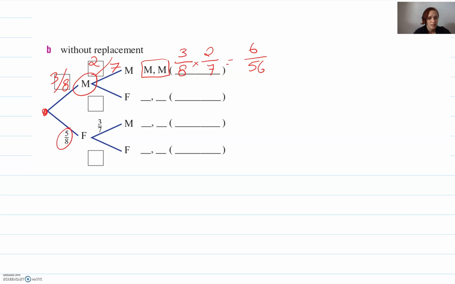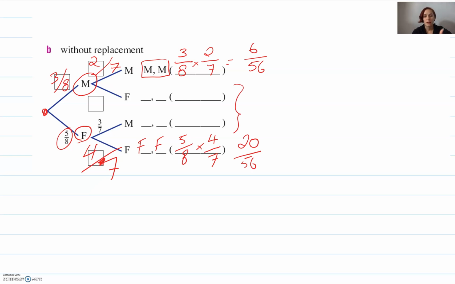Let's do the same thing for this pathway. Let's say I pulled a female name out, so no longer are there 8 people. Suddenly there are 7 people to choose from. I've already pulled a female name out, so we're going to reduce the female numbers by 1, and now there are 4 out of 7. So my combination of female-female will be 5 out of 8 multiplied by 4 out of 7, and that's still quite a big number. So there's 20 out of 56, and you could do it for these 2 as well.